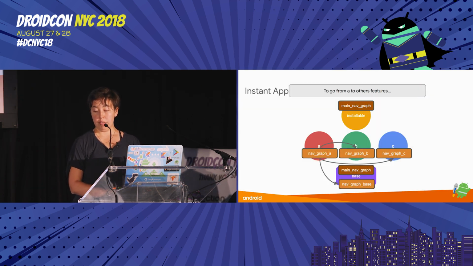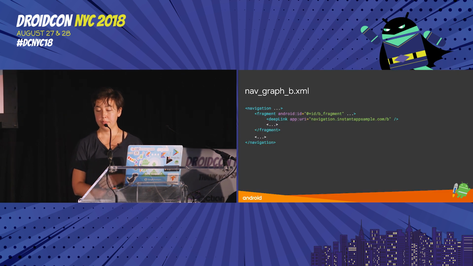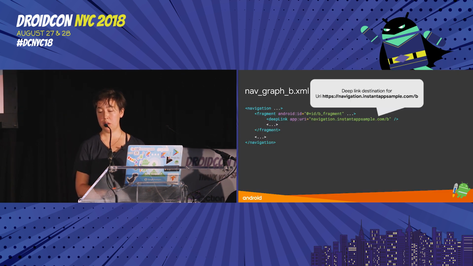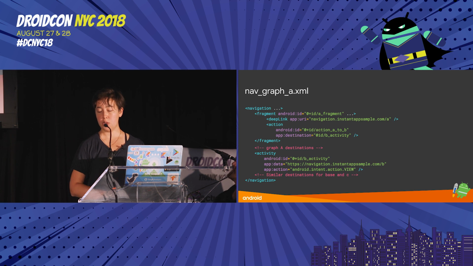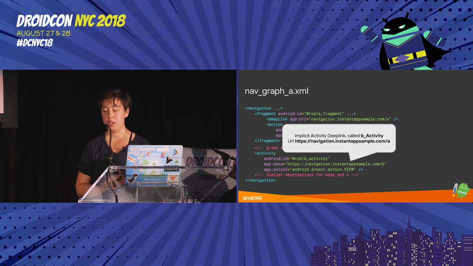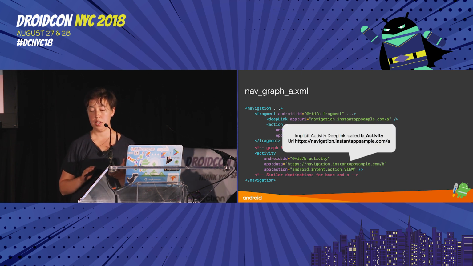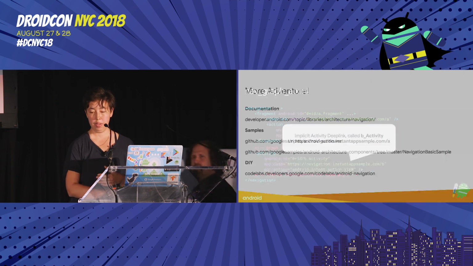Now, if you want to go from one feature to another feature, so let's say that you want to navigate from A to B, in my nav graph B, I'm going to have another one of those deep links set up for that URI. And then in nav graph A, it's really easy. I have an activity destination that has an implicit deep link for nav graph B.